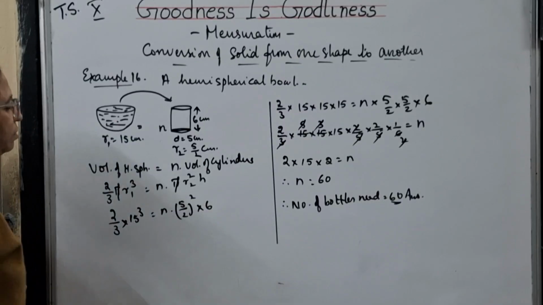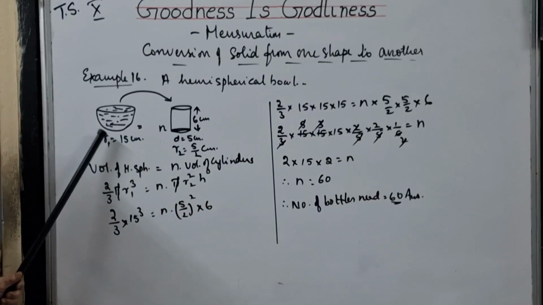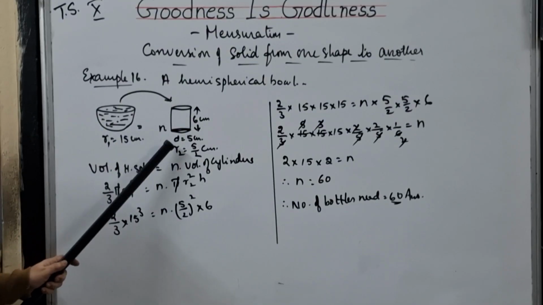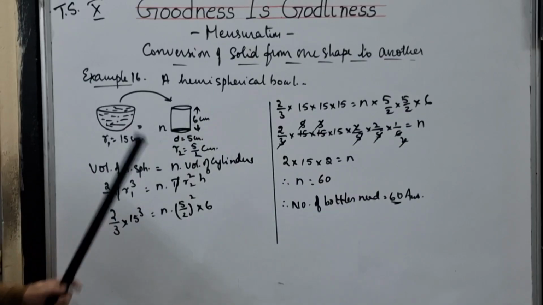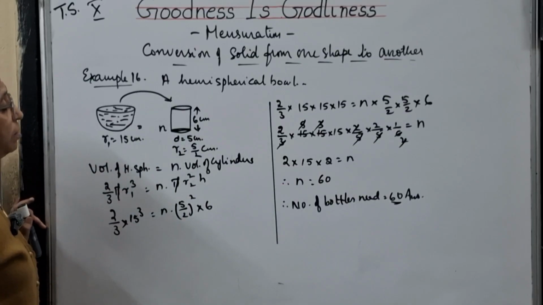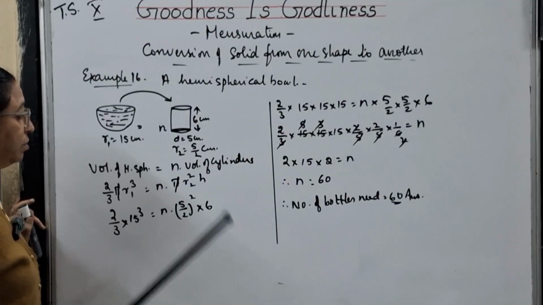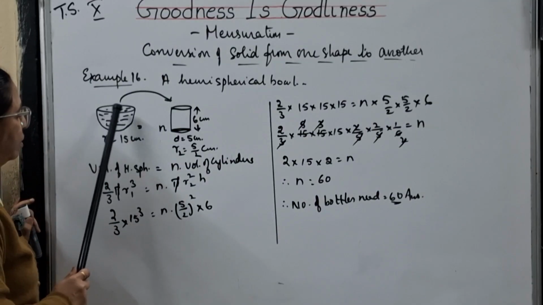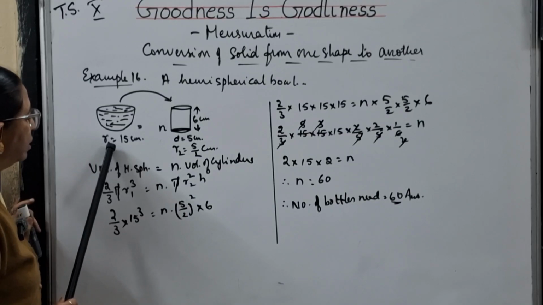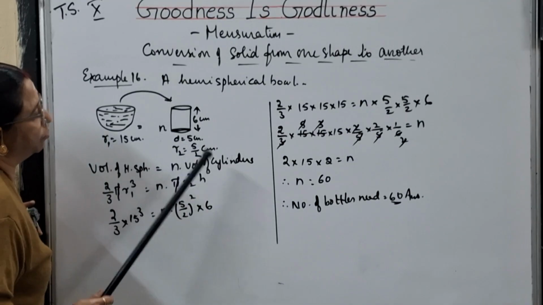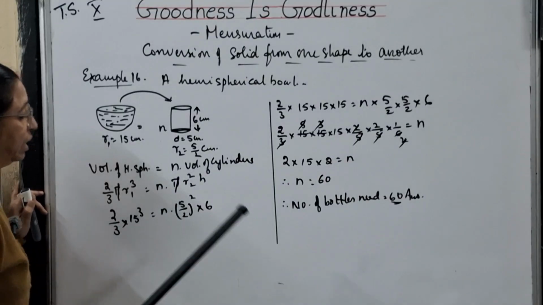What is given to us? A hemispherical bowl full of liquid, and this should be poured into cylindrical bottles which have diameter 5 and height 6 centimeters. So how many of these bottles are needed, they are asking. We don't know how many bottles, I took it as n. This radius I have taken as R1, 15 centimeters. Here diameter is 5, means R2 is 5 by 2 centimeters, as I have done earlier.